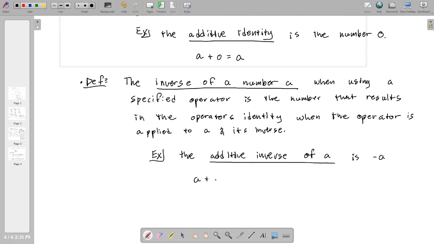Because when we add negative a to a, the result is the additive identity, noting that the additive identity is 0. So when we're given a number a, to find the additive inverse, we need to find the number that when we add it to the number a, we get back to the additive identity. So negative a for addition. Now, again, with the multiplication operator, try to think about what the multiplicative inverse will be of a number a. Again, we will cover that in a bit here.